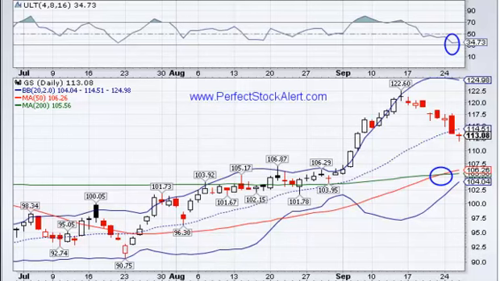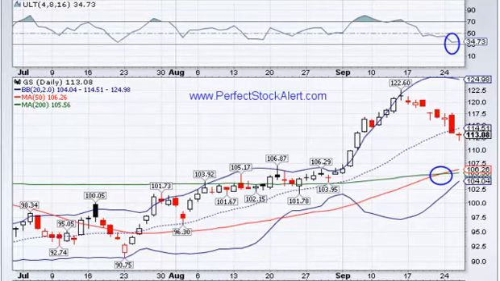Today is Wednesday, September the 26th, 2012. We're going to be looking at Goldman Sachs Group Incorporated, ticker symbol GS. Let me get out the old tools here. Okay, here's the ticker symbol right there. There's a couple things I want to point out here.